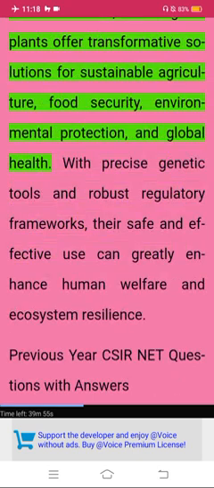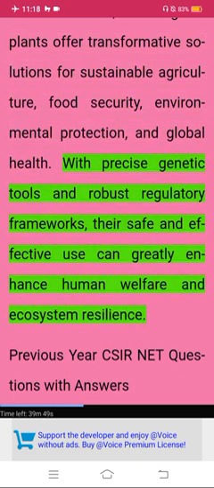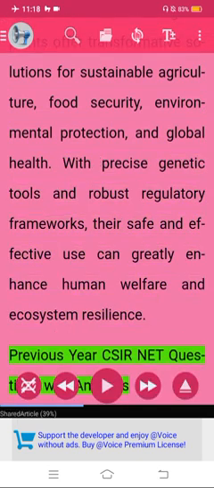In conclusion, transgenic plants offer transformative solutions for sustainable agriculture, food security, environmental protection, and global health. With precise genetic tools and robust regulatory frameworks, their safe and effective use can greatly enhance human welfare and ecosystem resilience. Previous year CSIR-NET questions with answers.